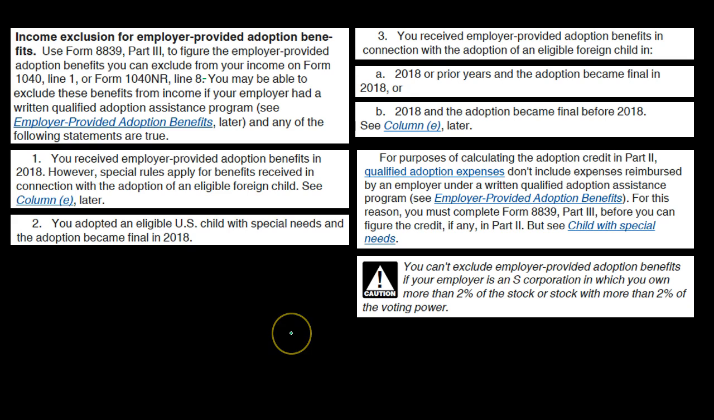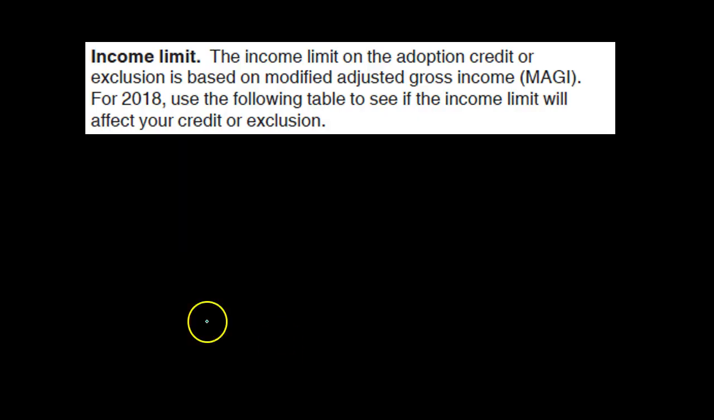So in the case where you're an S corporation, a flow-through type of business, owning more than 2%, which is often the case in many S corporations, but like small business type corporations, then be careful with the caution here in terms of you can't exclude employer-provided adoption benefits if your employer is an S corporation in which you own more than 2% of the stock.